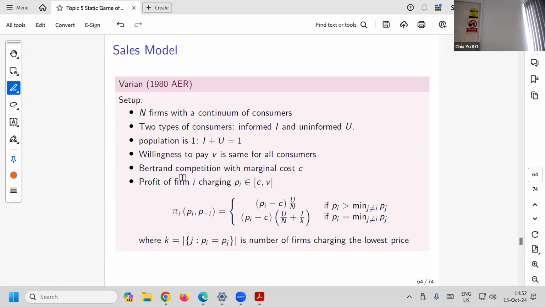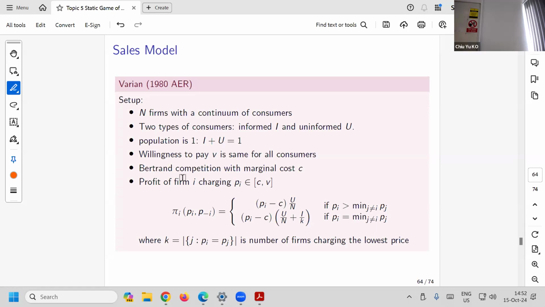So the profit function for each firm is given by the following. It depends on whether you are the lowest among all. If your price is not the lowest, that is, your price is not the minimum over all the firms except you, then you make this profit by selling only to the customers loyal to you. U is split among N firms, because the uninformed consumers mean each firm has U over N loyal customers.